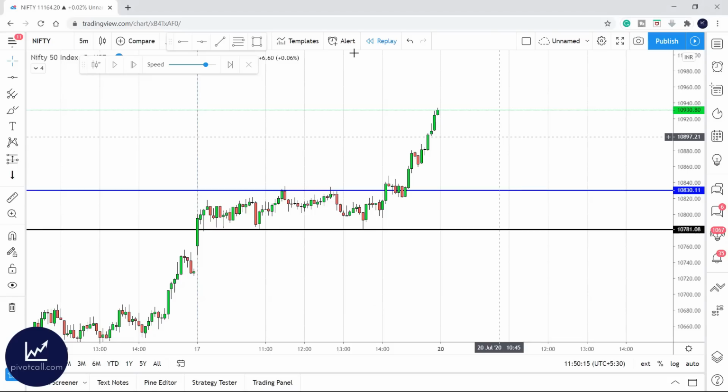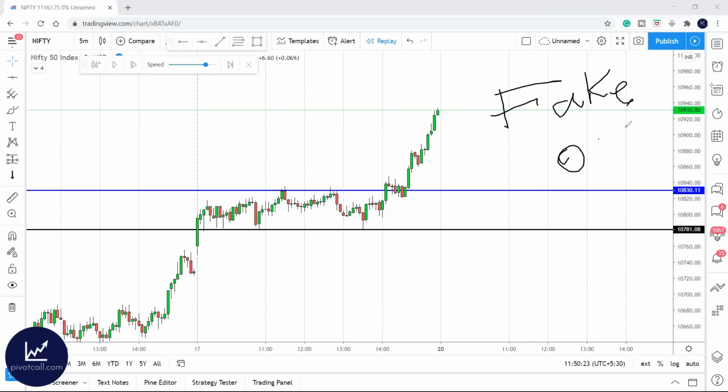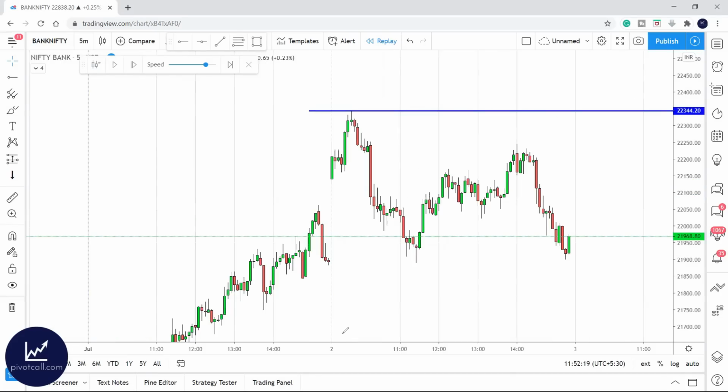Now I have to tell you about the fake out. What is the logic behind the fake out? In the fake out, what actually happens? Why I said you should not consider it a fake out until this candle low is broken. Now let me show you on another chart. Okay, this is July 2nd and you can see where the supply zone is. This is the supply zone. Now let us see what happened after that.